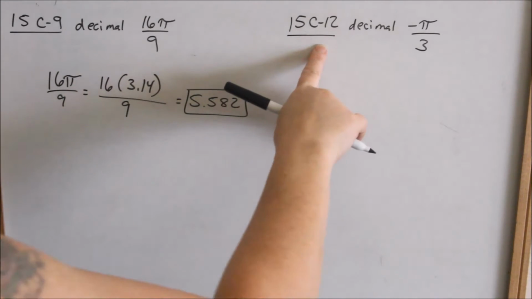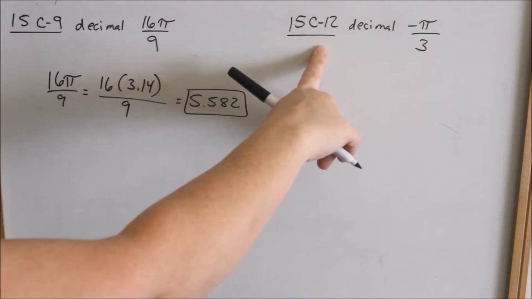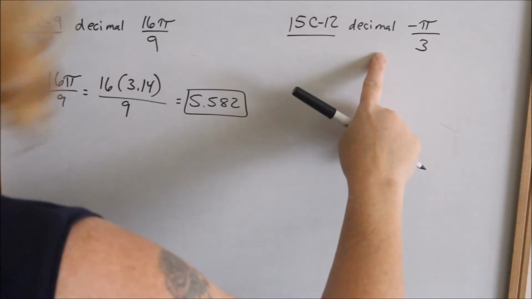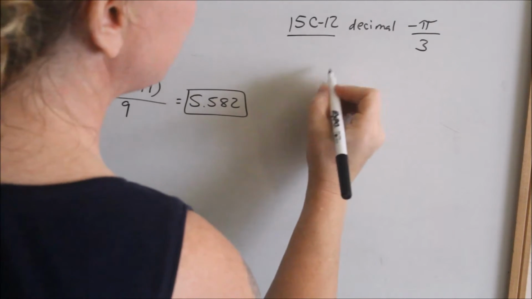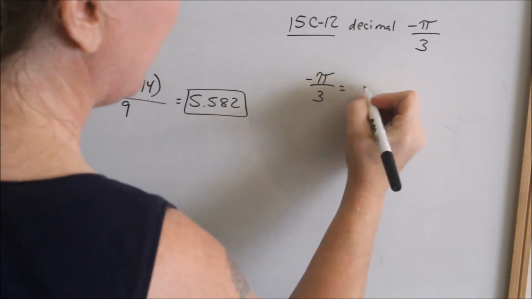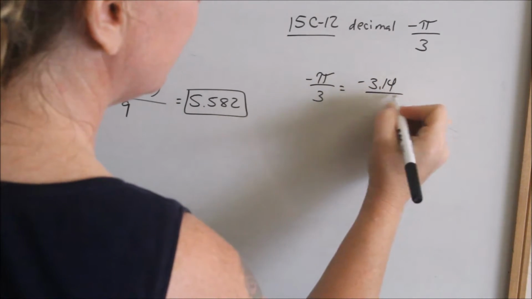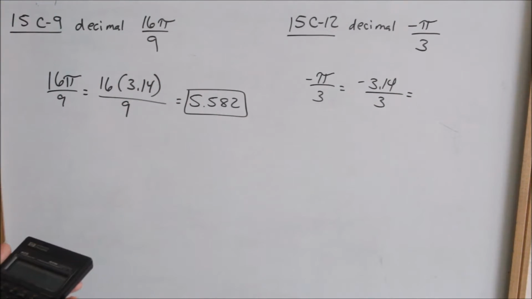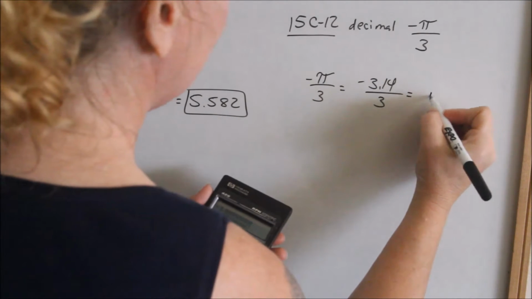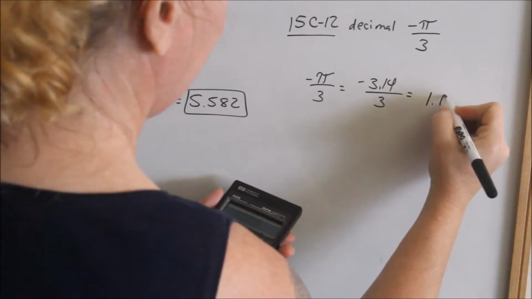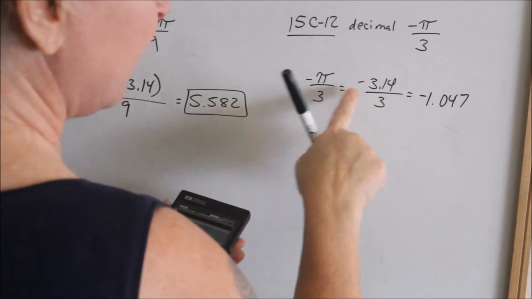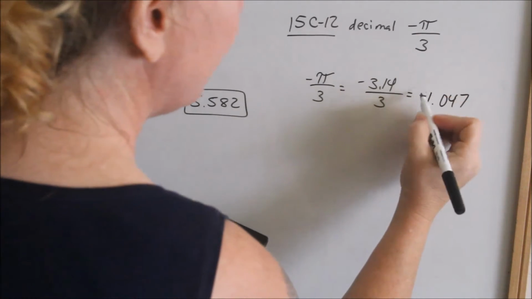Okay, now looking at 15C12, that correlates with 15C4. In 15C4, we found that the radian was negative pi over 3, and now in 15C12, they're wanting you to find the decimal equivalent of negative pi over 3. So all you're doing is changing your pi to 3.14, dividing it by 3, and then doing that to 3 decimal places, and that would be 1.047, and you still have your negative. Okay, so don't lose the negative, because that's basically negative pi, negative 3.14.